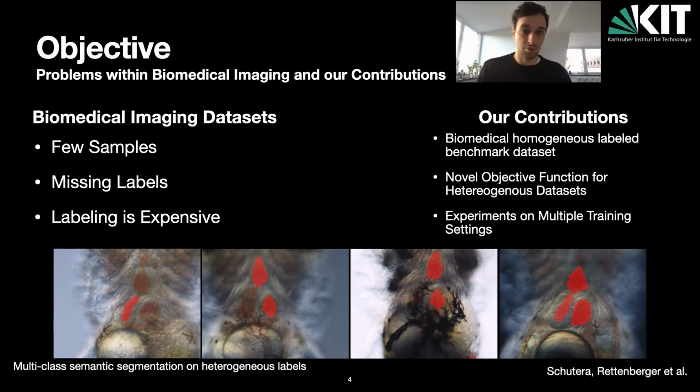In our work, we try to tackle this problem by firstly providing a fully labeled homogeneous benchmark dataset of the medaka heart region. This means that for each sample, all 3 heart chambers are segmented. Then we provide a novel objective function which does not only cope with missing labels for certain samples, like all other works already did, but fully leverages implicit information with partially labeled samples. Lastly, we conduct multiple experiments for realistic settings one may encounter.